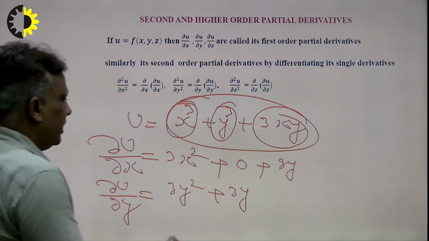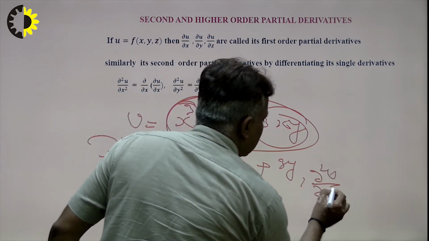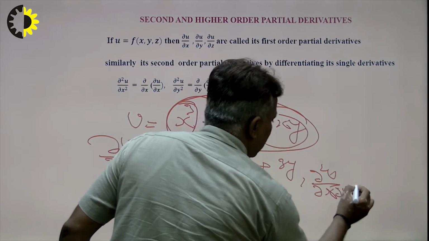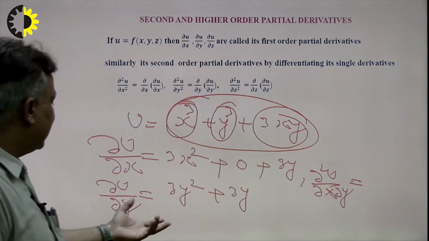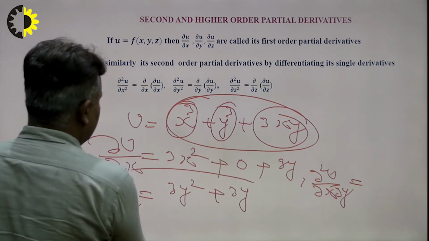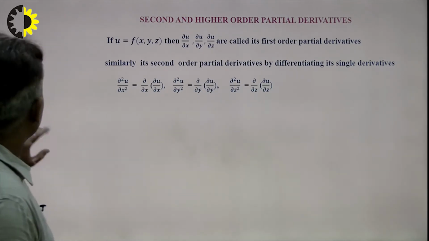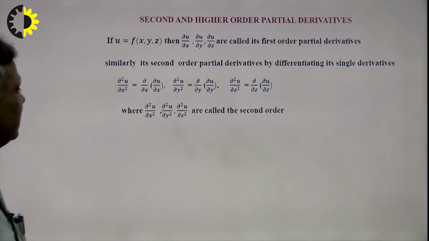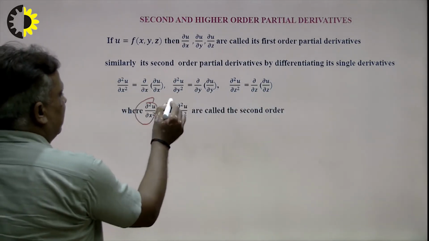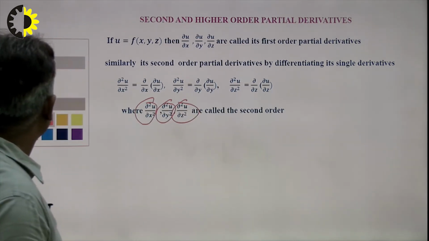Suppose I want to calculate del 2 u over del x del y, that means first with respect to y and then with respect to x. So I calculate it here. In this way we can find our answer. These are known as the second derivatives of the partial derivative of u.